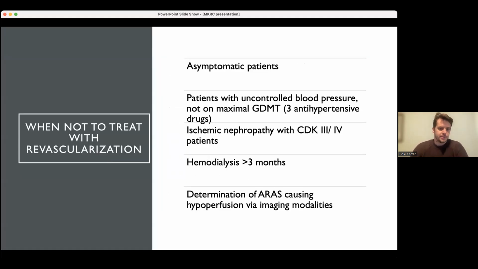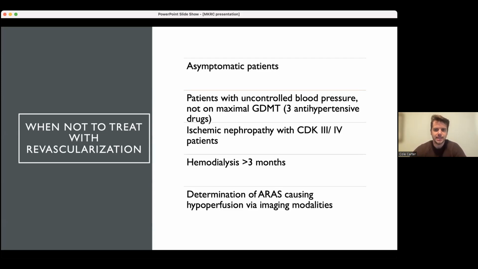So when not to treat with revascularization. Asymptomatic patients: obviously you don't want to do surgery and do an invasive procedure on asymptomatic patients. You can start off with an ACE or an ARB or a combination of both, see if those decrease the blood pressure, and continue from there. Patients with uncontrolled blood pressure, not on maximal guideline-directed medical therapy. So again, being on at least 3 antihypertensive drugs, one being a diuretic. And if you still have uncontrolled blood pressure after that, then proceed with revascularization.